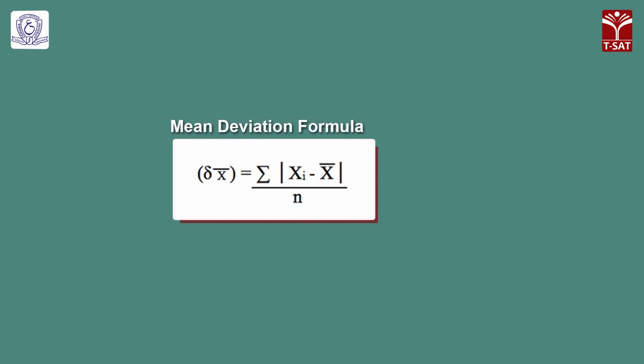The formula for calculating mean deviation is omega of mean is equal to sigma of |xi minus x bar| divided by n, where x bar is nothing but the mean. By using this formula, we are going to calculate the mean deviation. Mean deviation can also be represented by MD.